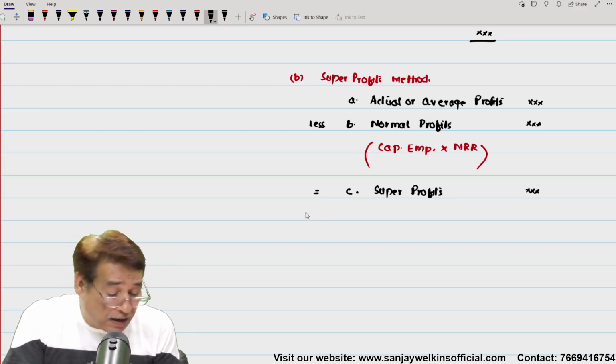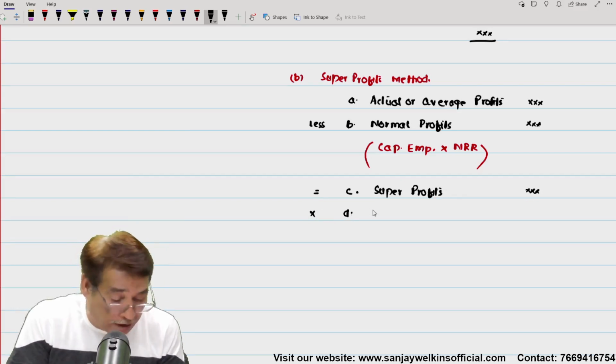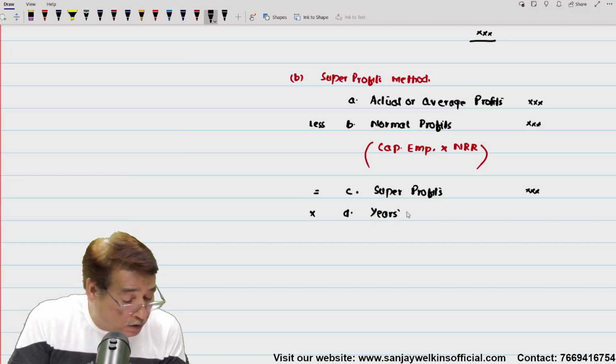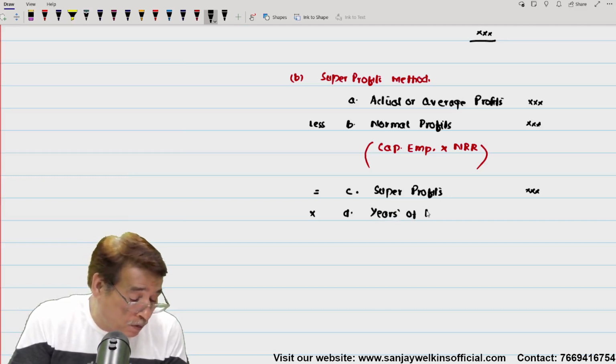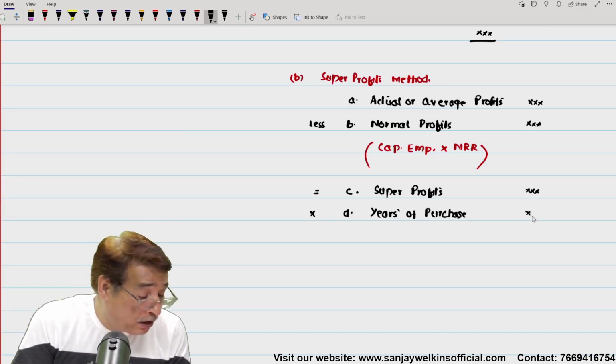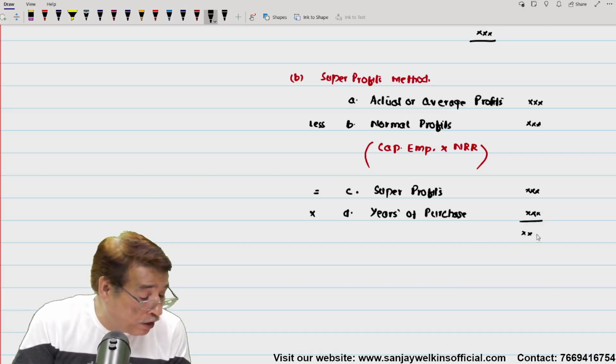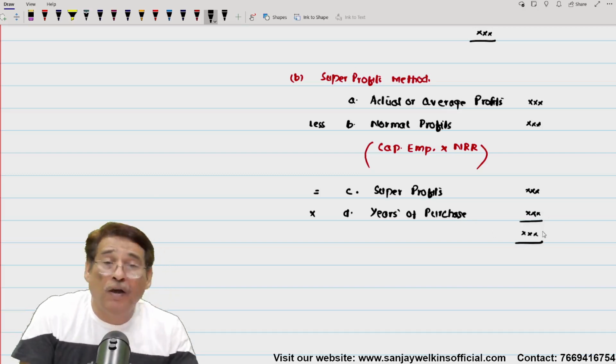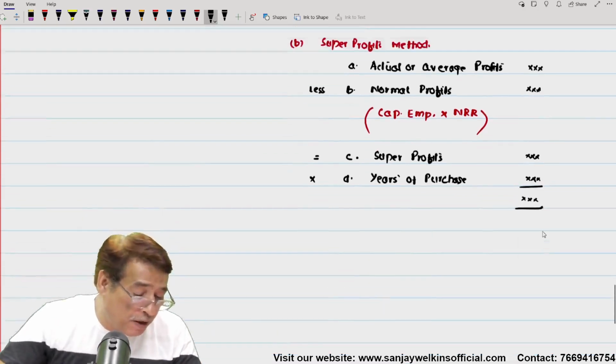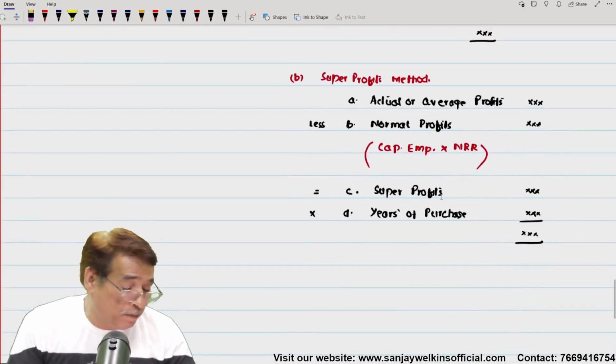Then in this case, we used to multiply super profits with years of purchase to get the amount of goodwill. This is how we used to compute the amount of goodwill. Just to make a little bit of elaboration in this particular case.